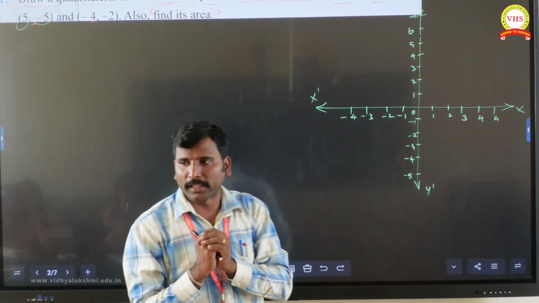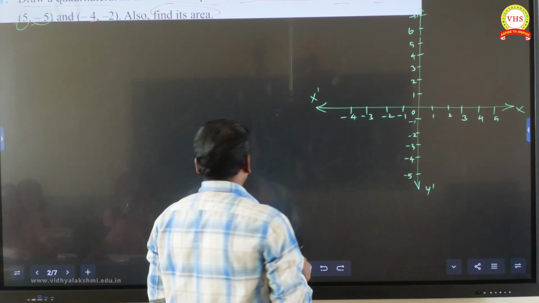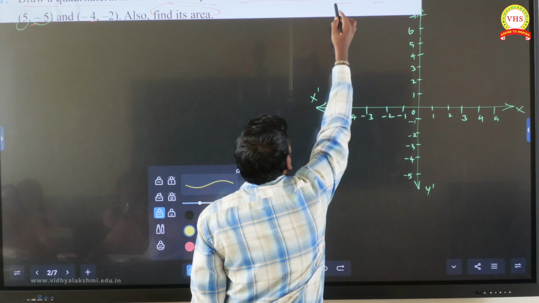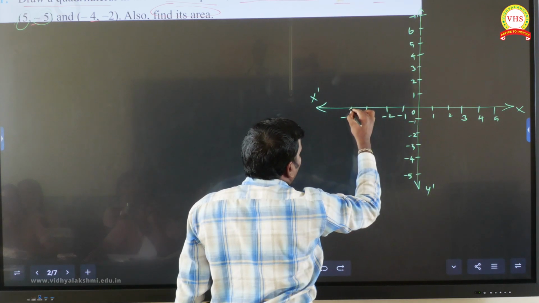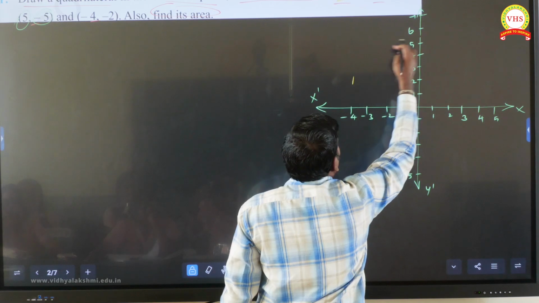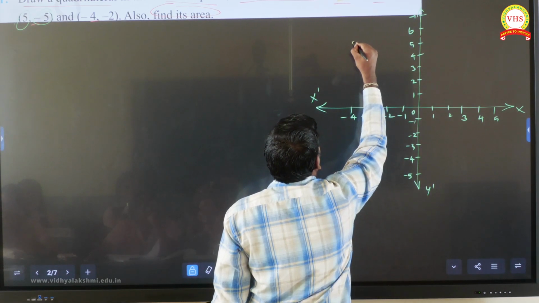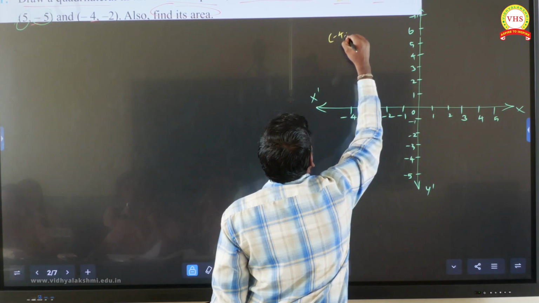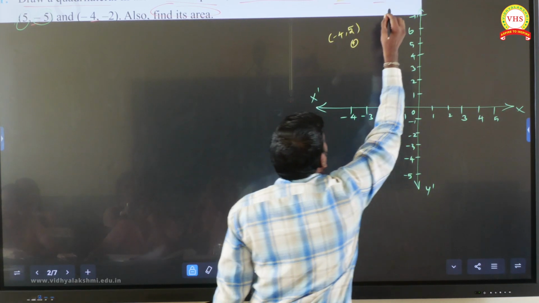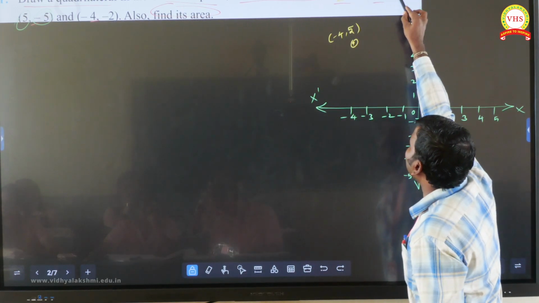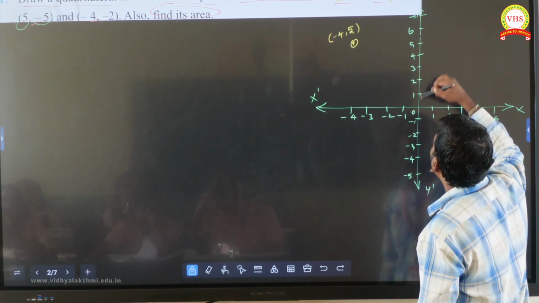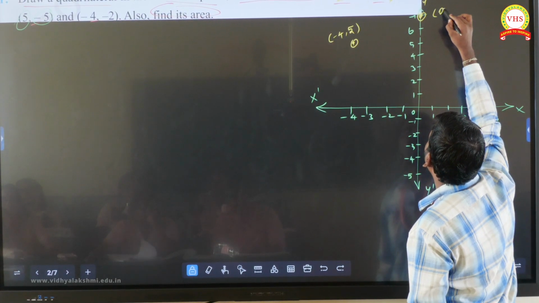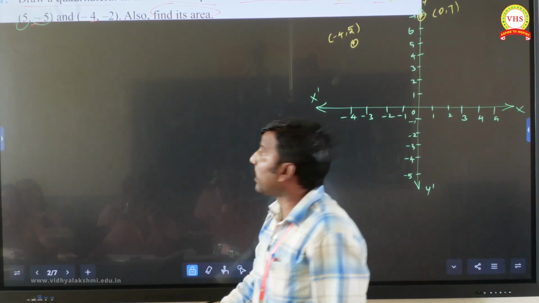After plotting, when you join them you will get the required quadrilateral. Let me plot the points. The first point is -4, 5: x value -4 and y value 5. Both intersect maybe here. Next, 0, 7: x value 0 and y value 7, which means on the y-axis. This is my y-axis, so on the y-axis I take 0, 7.